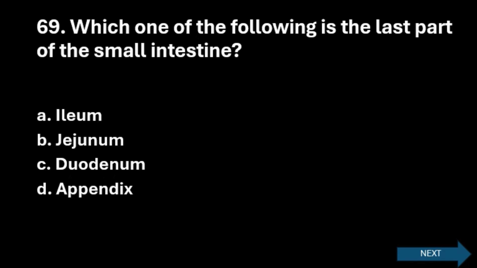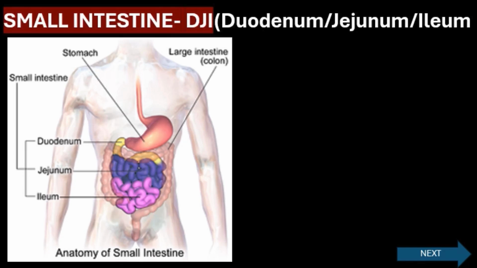Let us see the anatomy and the memory tips. Small intestine, DJI. This is the order: duodenum, jejunum, ileum. DJI for small intestine. Here see the diagram: from mouth then to esophagus, stomach, then starts the small intestine which is duodenum, jejunum and ileum. Then cecum, colon, rectum, and anus are also there for the alimentary canal.